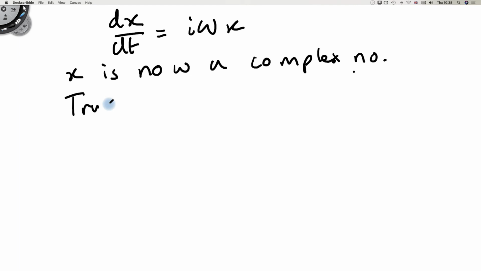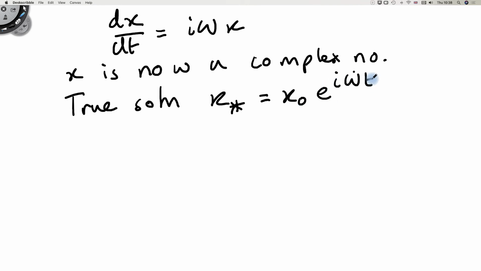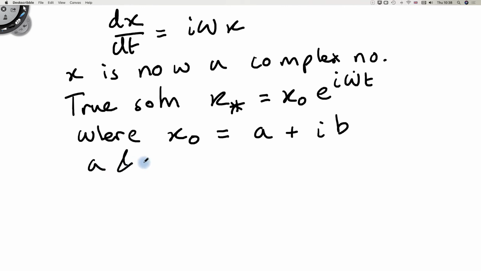So this has a true solution now. x star, where it's complex, is x naught e to the i omega t, and your initial conditions now are a plus i b, where a and b are constants. It turns out, if you remember Euler's theorem, that a and b are constants which project differently onto cosine and sine waves, and will give a mixture of cosine and sine as you proceed with the solution.